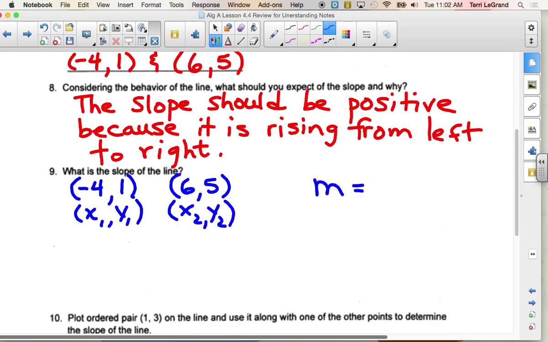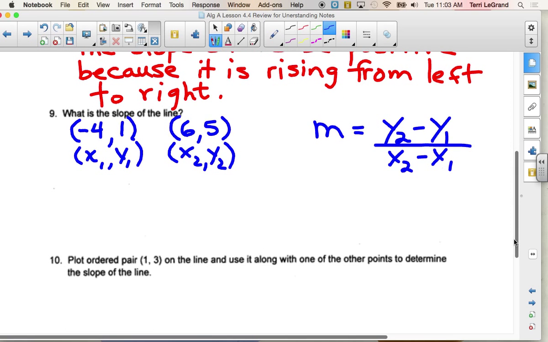So m represents slope. M equals, what's upstairs? Mia? Y sub 2 minus y sub 1, over? x sub 2. Yeah. Minus? x sub 1. There we go. There's our slope formula. Just get that ingrained. We're going to use it a lot. So now we will substitute into it.